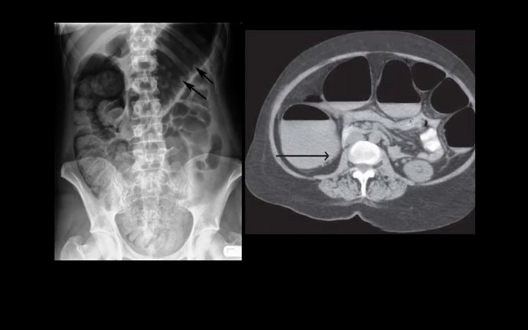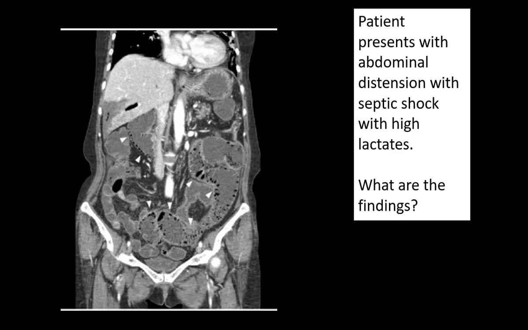Patient presents with abdominal distension with constipation and septic shock. What are the findings? Radiological findings, yeah. There is megacolon, and when do you call it megacolon? When the size of the transverse diameter is more than 6 centimeters. So this is megacolon, and as the clinical history suggests, this is toxic megacolon.